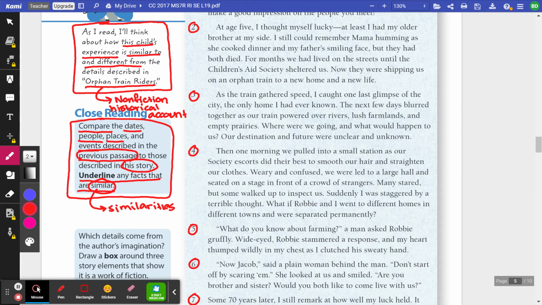All right, guys, so I want you to do this for me. Go through the paragraphs, see what you can find and underline, and when you have that done, come back and I will show you what I found. All right, good luck.